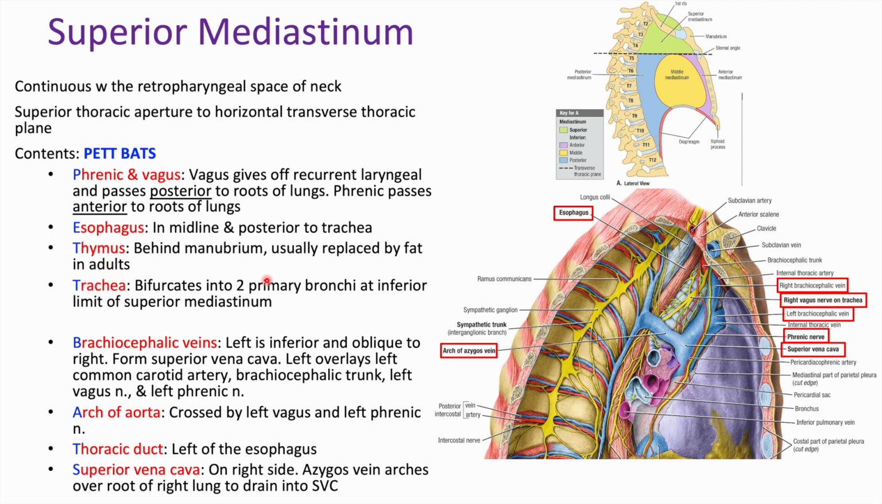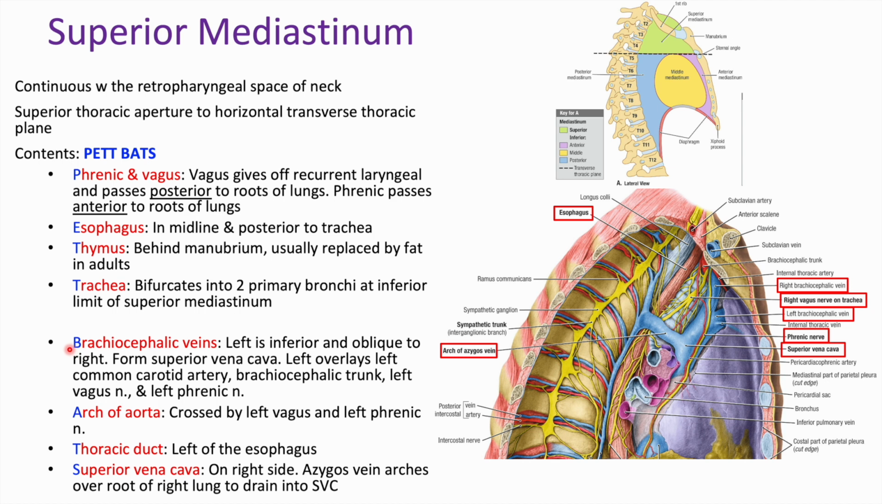We also have the trachea in this region, which you can see here with the cartilage. It's going to come down and bifurcate into two primary bronchi at the inferior limit of the superior mediastinum. So the trachea is going to come down and split and go to the two lungs.